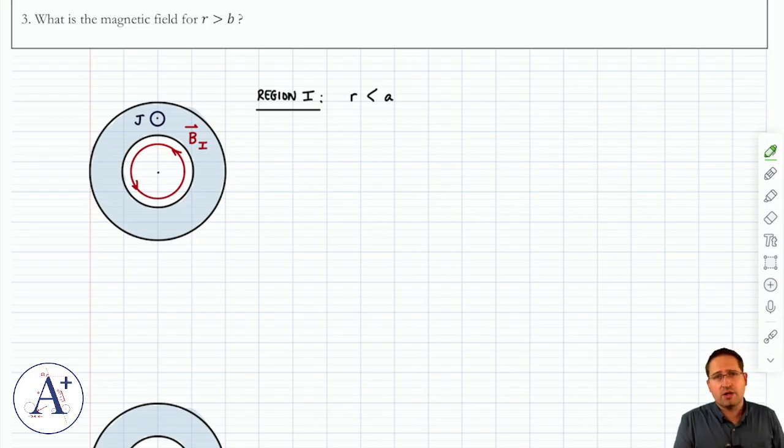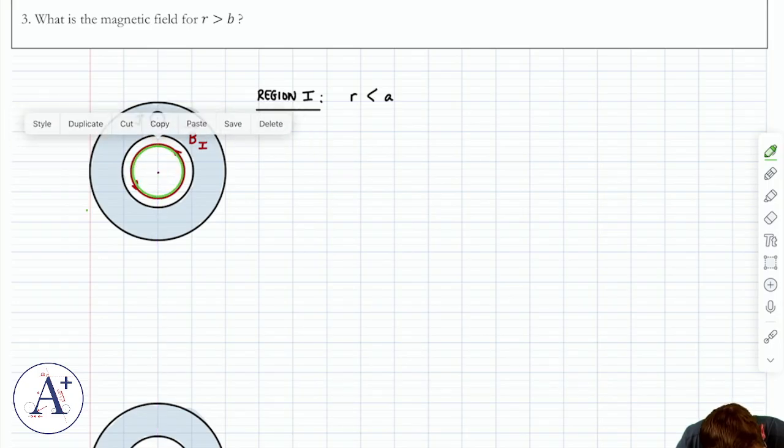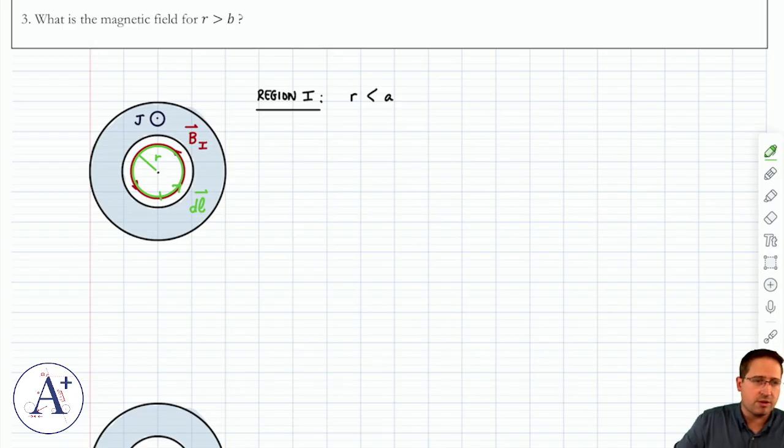And so B1 is a circular field line. I'm going to choose a closed contour that follows B1 as much as possible, and that would be a circle. So I'm going to choose a closed contour here that's going to be a circle, and I'm going to make sure that it follows B1. It's going to have a radius little r, which is going to be less than a, an orientation dl, which is going to be counterclockwise so that I follow B1.